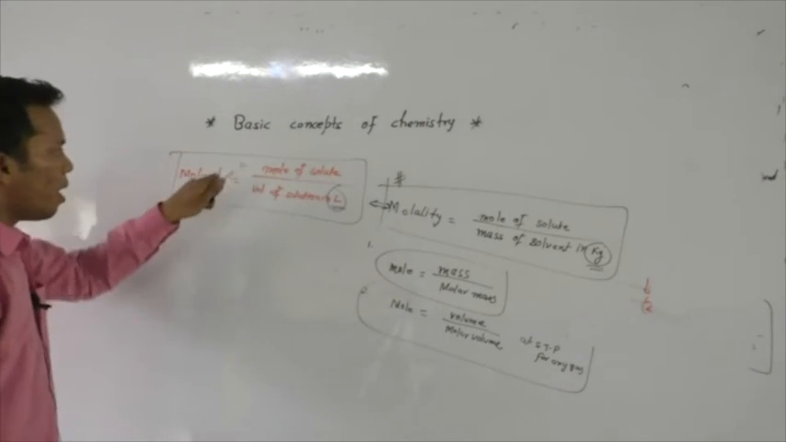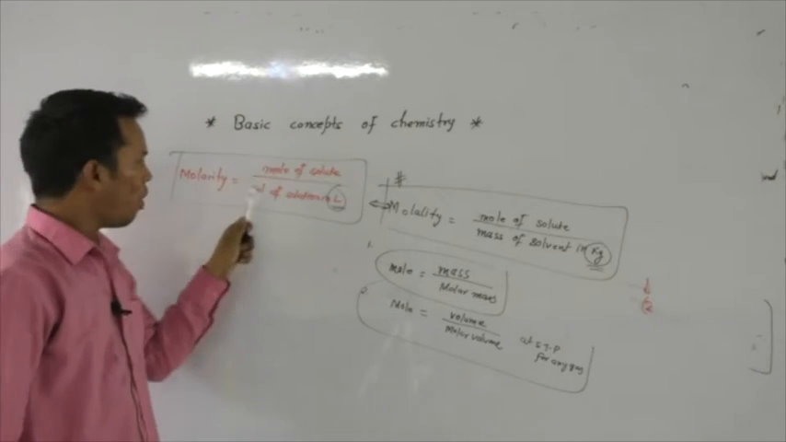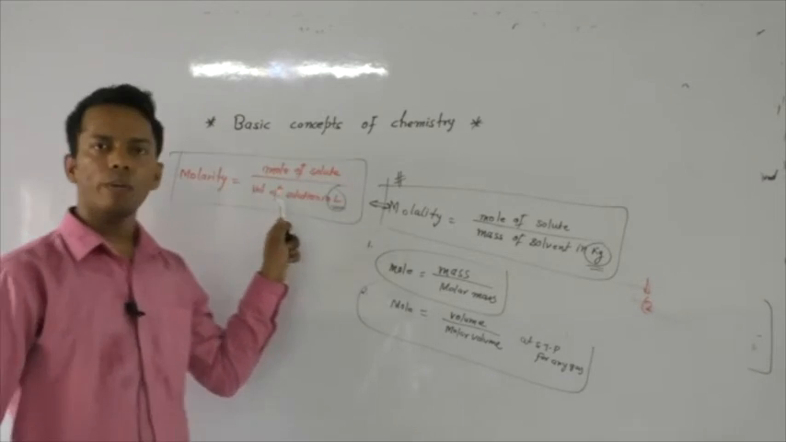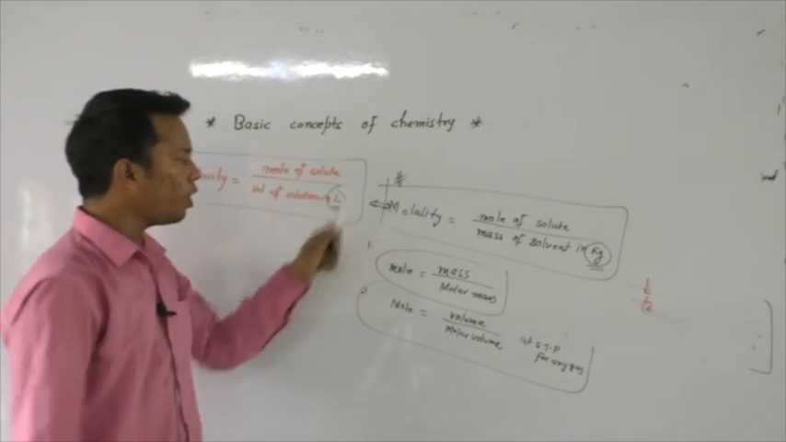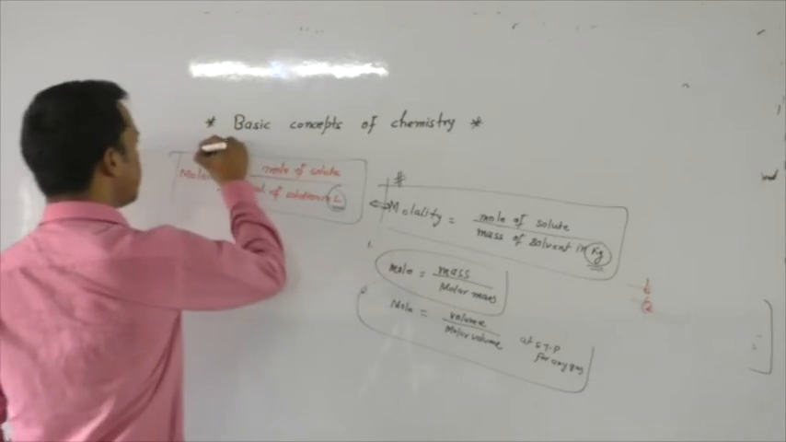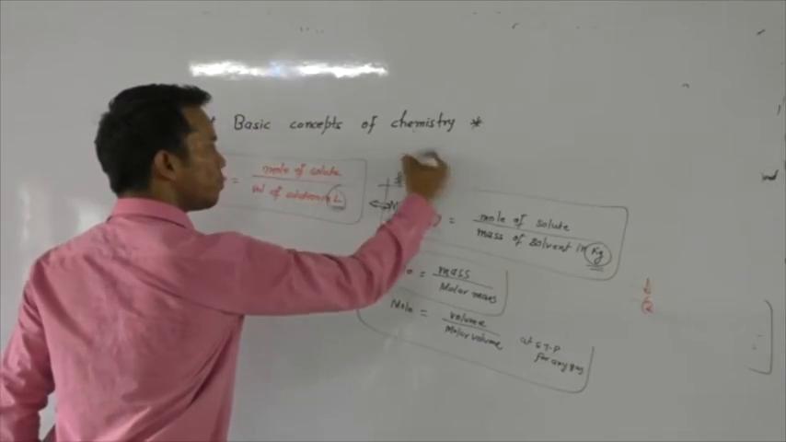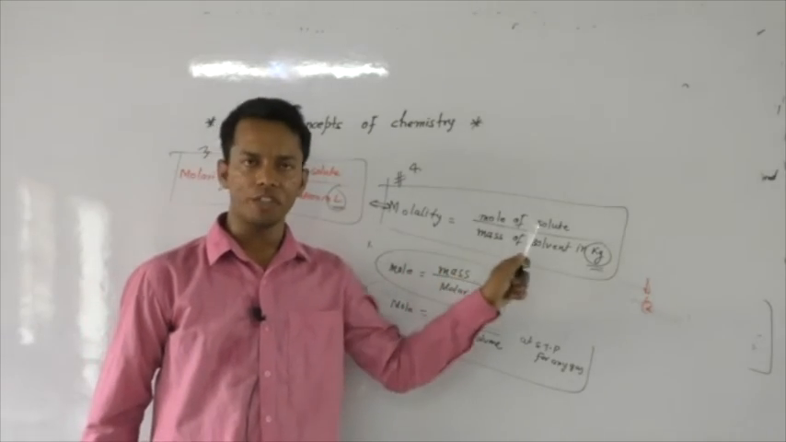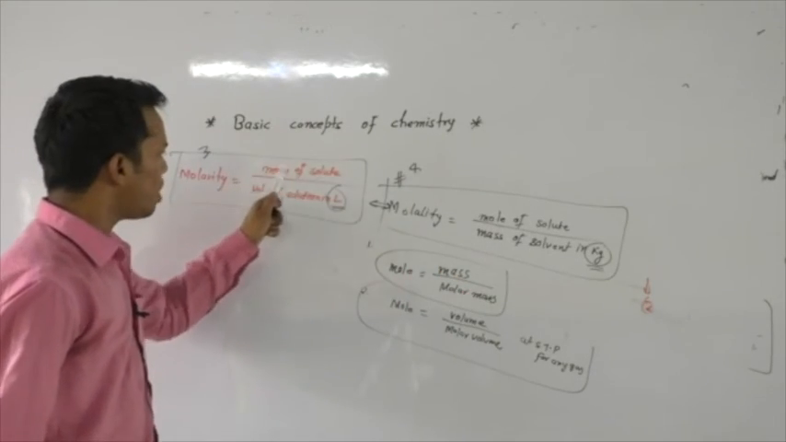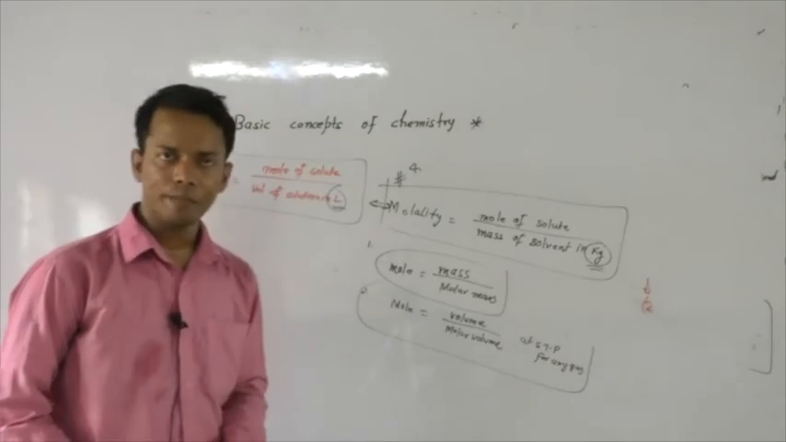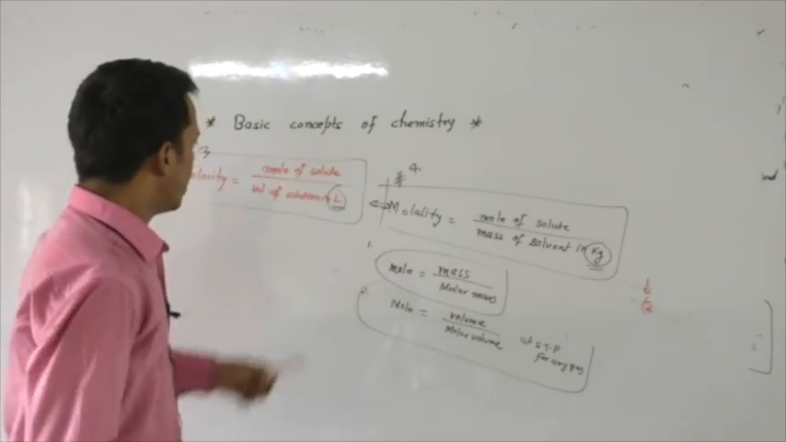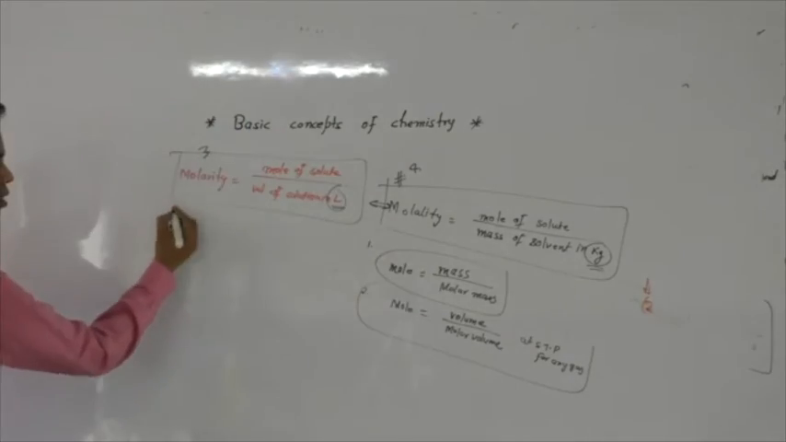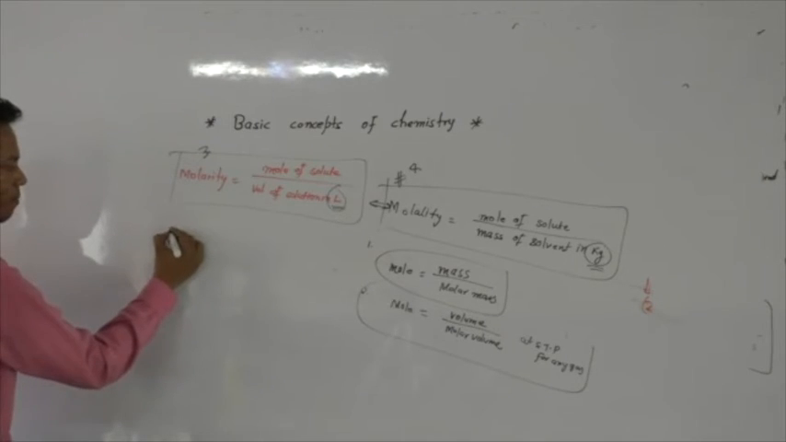This one is the third. To calculate mole, you take molarity into volume of solution in liter. So 1, 2, and 3, and this one is the fourth. Molality is mole of solute divided by mass of solvent in kg. Molarity is mole of solute divided by volume of solution in liter.